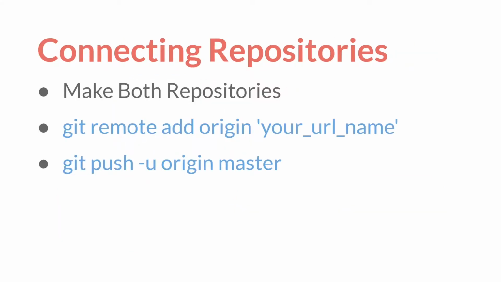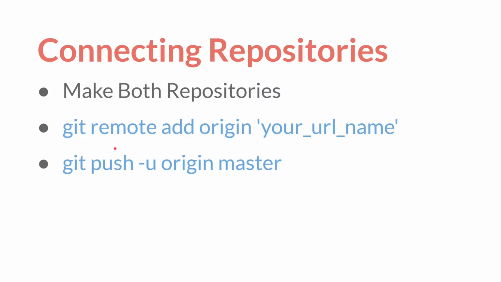And in order to do this, you need to connect your repositories. There are a couple of different ways to do this. I'm going to go over what I think is one of the simplest. The first thing you need to do is make both repositories, one on your local machine and one in GitHub. We've already talked about how to initialize a repository on your local machine, and I'll demonstrate one way to do that on GitHub in just a moment. Then on your computer, for me it'll be in Git Bash, you use git remote add origin and your URL, and git push -u origin master.